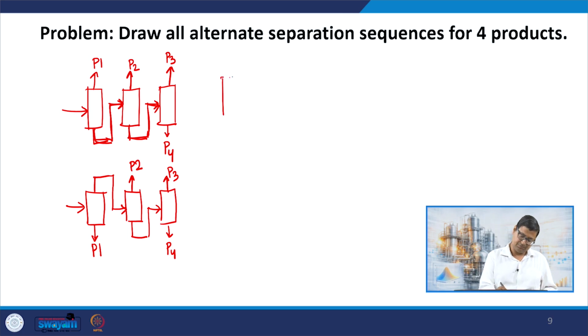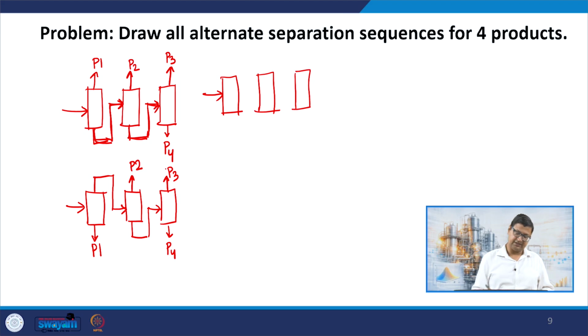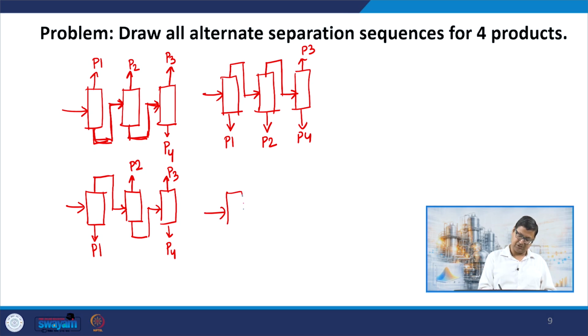Or I can do something like this, where the feed comes to the first column as usual, and this still comes from the top, but then I basically take the product from the second column from the bottom, and P3 and P4 are as earlier. Or I can also do something like this.